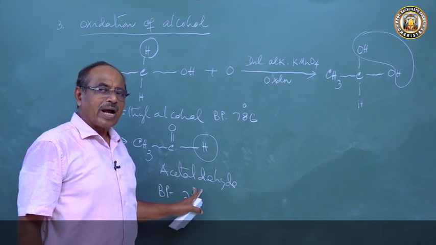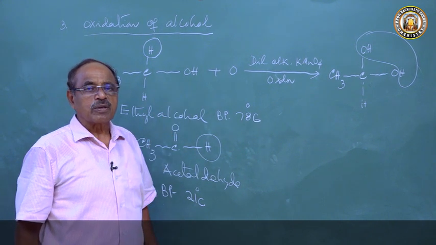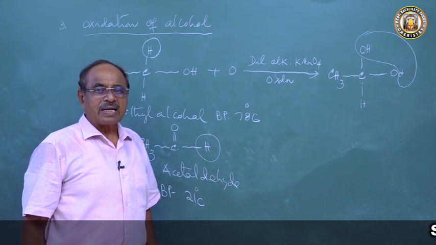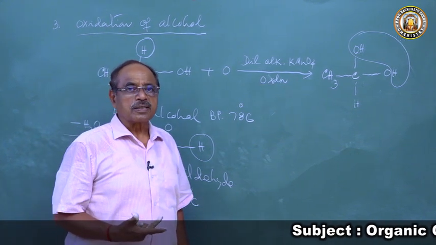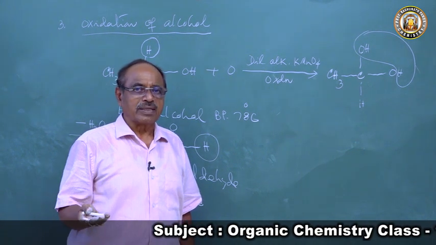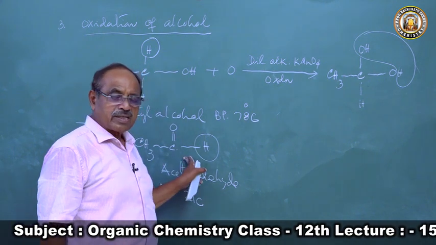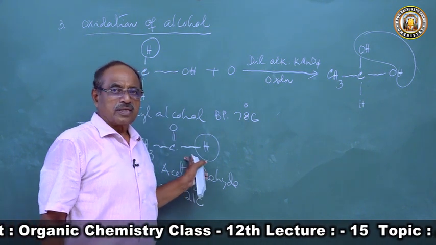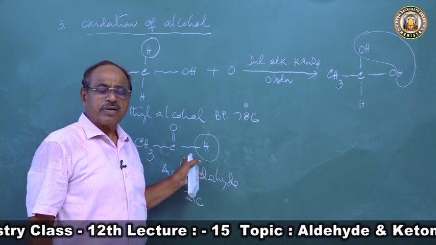Why? Because in alcohol there is intermolecular hydrogen bonding. Because of intermolecular hydrogen bonding, the alcohol molecules remain in an associated state, hence they have a high boiling point. There is no hydrogen bonding in the case of aldehydes and ketones. The only force of attraction among them is dipole-dipole attraction.